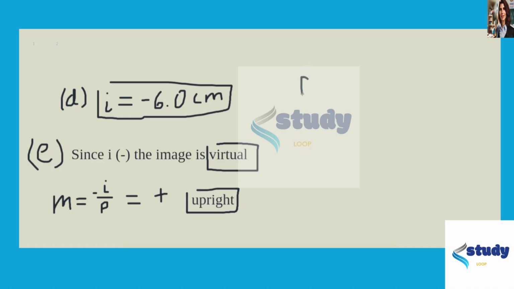Part F wants to know if the image that is formed is on the same side or the opposite side as the object that formed it. But since the image is virtual and these are lenses, it's on the same side. So since the image is virtual, same side. And we can box in same side as our solution to F.